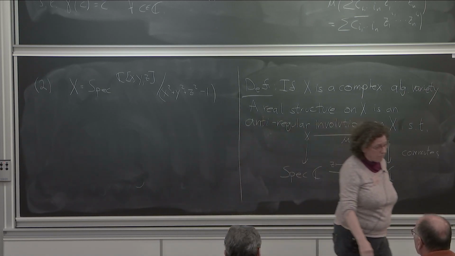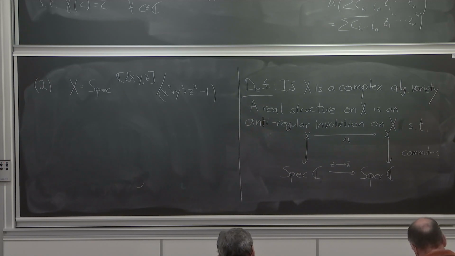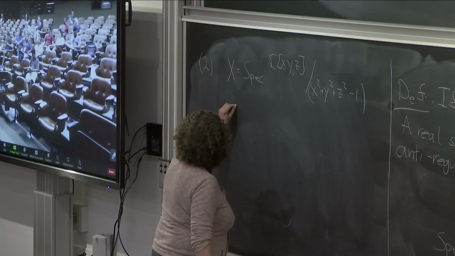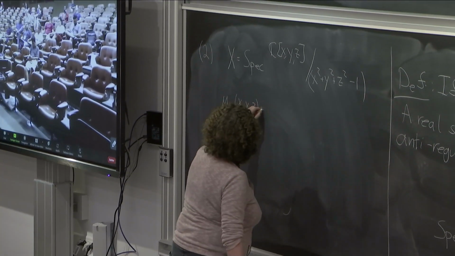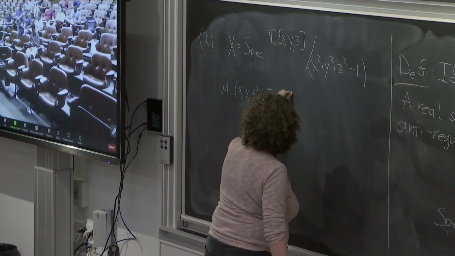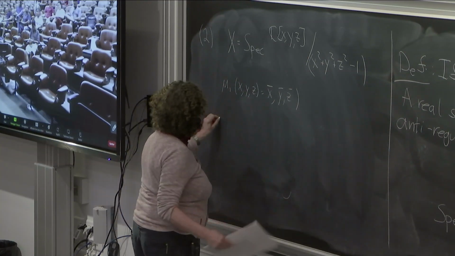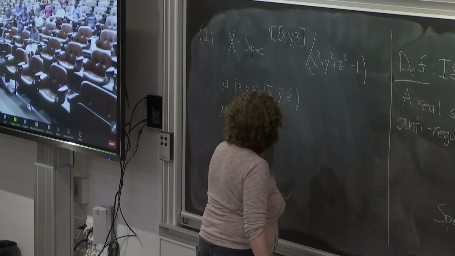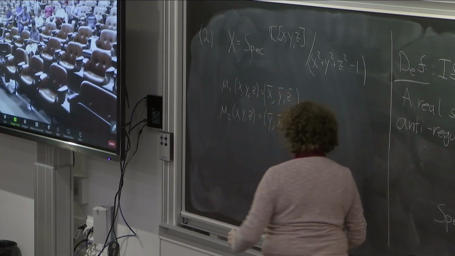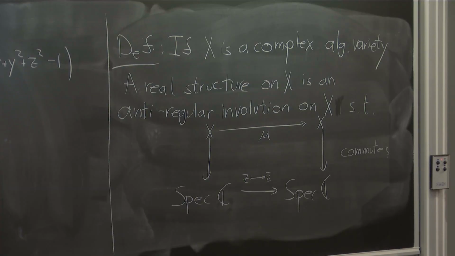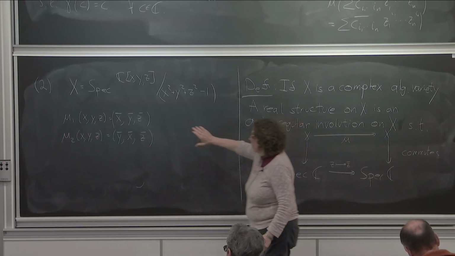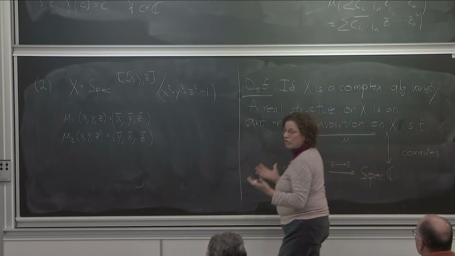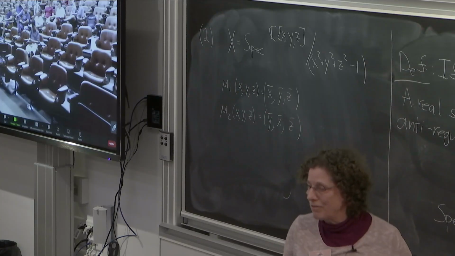It has several different real structures. Let's just look at some. I can take mu1 of (x, y, z) to be (x bar, y bar, z bar). But I can also do mu2 of (x, y, z), which gives me (y bar, x bar, z bar). Both of these are involutions, and I claim that they look very different. So I have to define what that means.